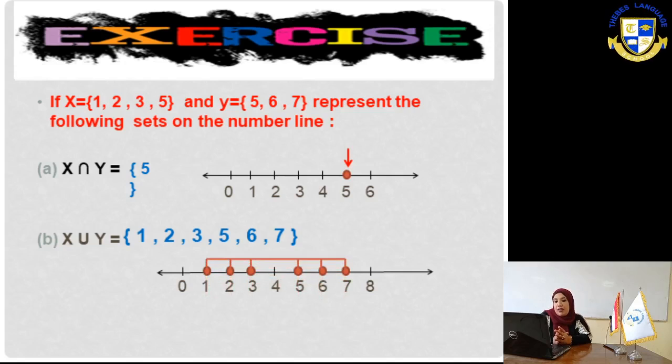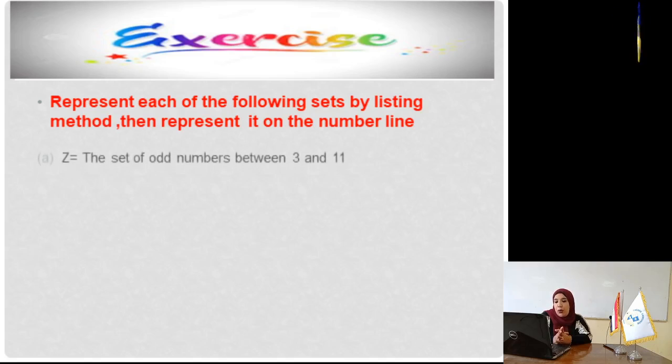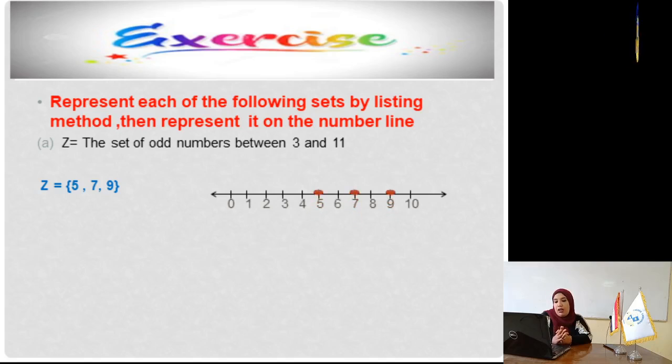Now, represent each of the following sets by the listing method, then represent it on the number line. Set Z is the set of odd numbers between 3 and 11. Can you tell me which are the odd numbers between 3 and 11? It's the set of 5, 7, and 9. So you will represent each element by a dot on the number line: 5, 7, and 9.